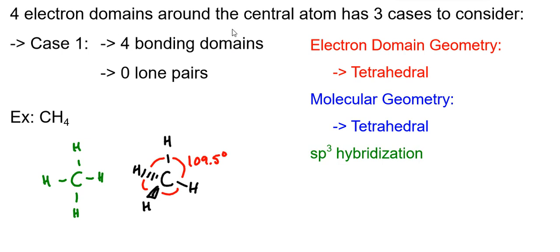Lastly, the hybridization on this carbon is sp3. That means you have 1 s orbital and 3 p orbitals all hybridizing together to form this structure in 3D space. So that's the first scenario where we have 4 bonding domains for methane.